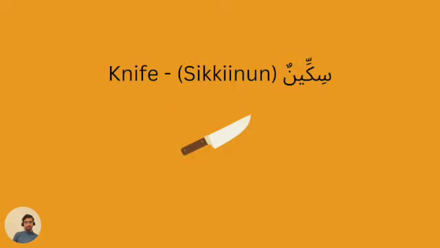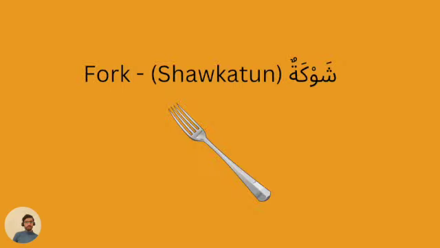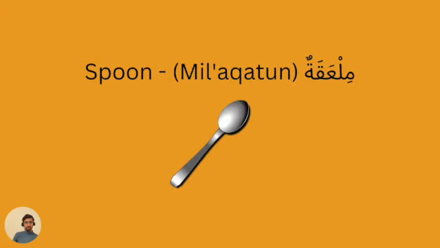Perfect. We have knife, سكين, سكين. We have fork, شوكة, شوكة. Repeat after me. شوكة. Perfect. We have spoon, ملعقة, ملعقة.